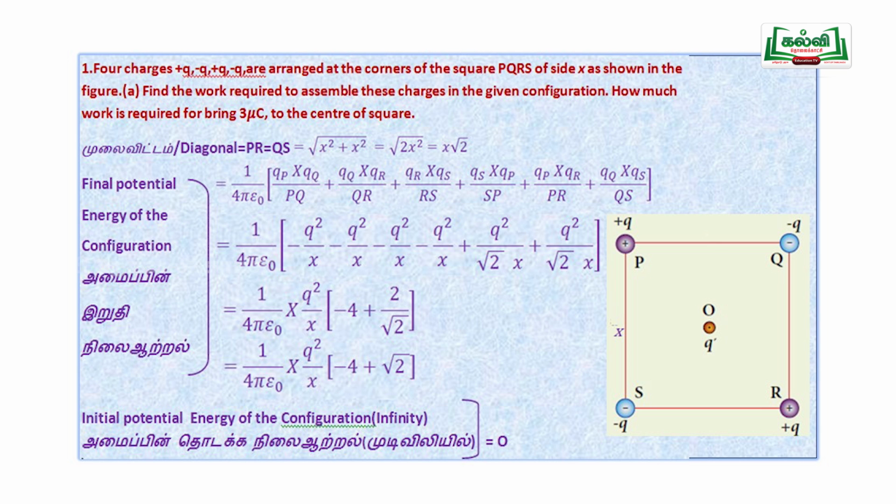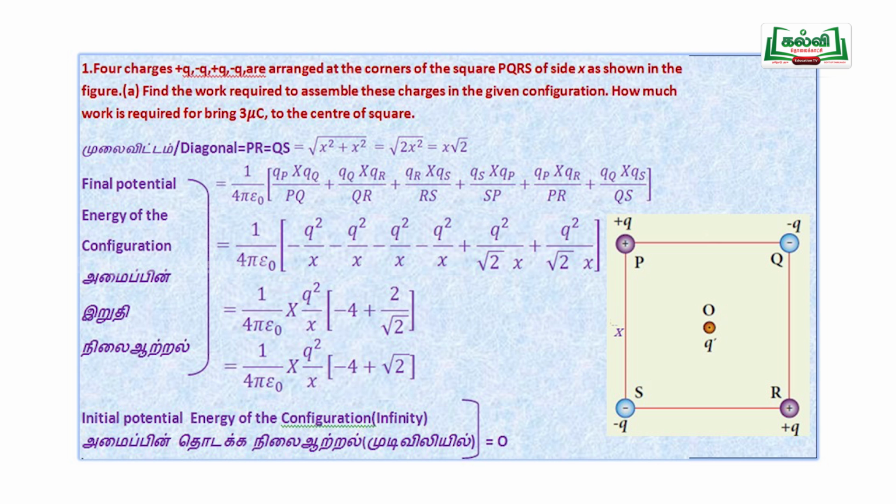So, as explained, we are seeing 4 charges. First, in our NEET examinations, you have to crack the answer in the shortest time. So, to find the potential energy of this configuration, I write 1 by 4 pi epsilon naught into charge at P and charge at Q by the distance PQ.